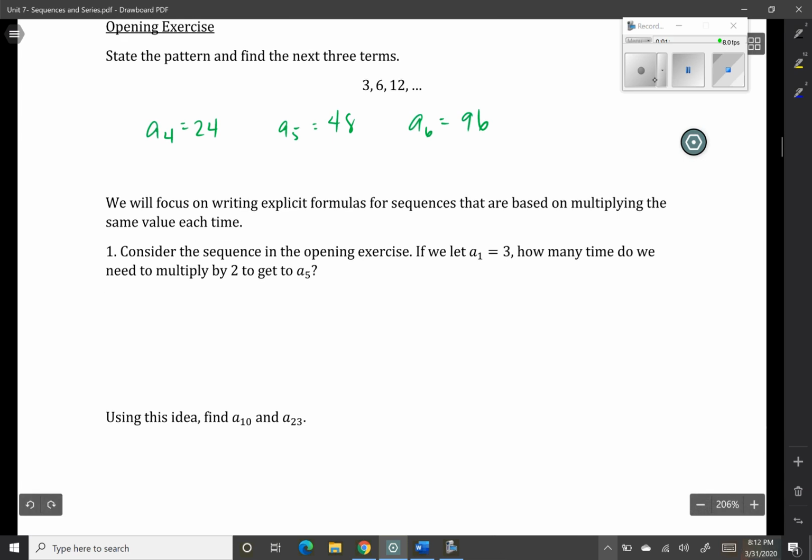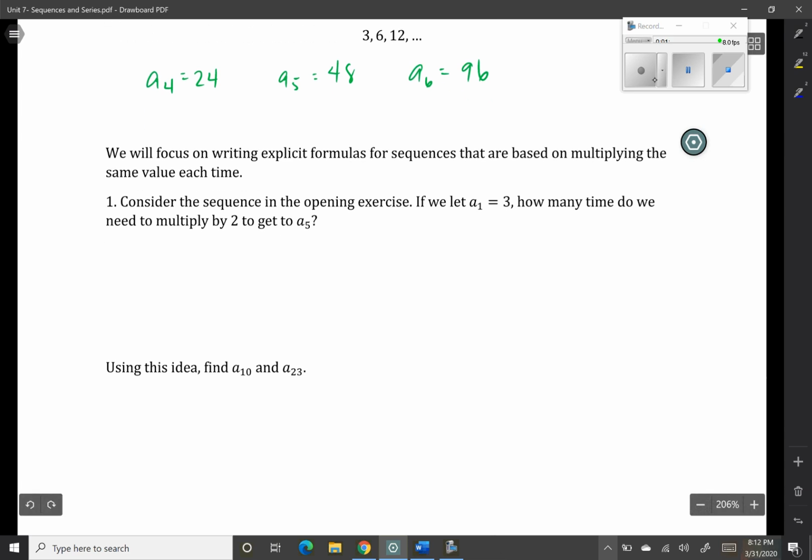So in today's lesson, we're going to focus on writing the explicit formulas based on multiplying a value. So unlike lesson 2 where we consistently added a value, here we're going to consistently multiply a value. So I'm going to ask a very similar question to what we did in lesson 2. Assuming that we have a sub 1 is 3, how many times do we have to multiply by 2 to get all the way to a sub 5? So a sub 5 was 48.